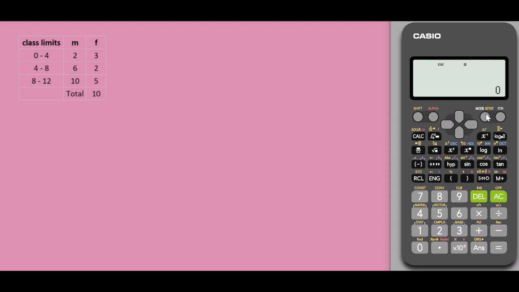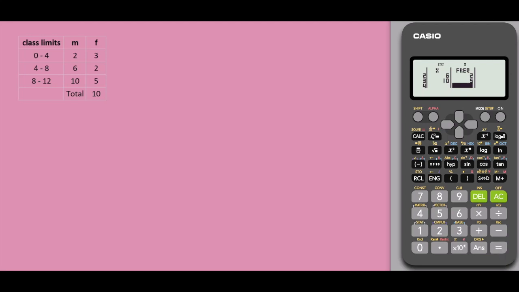Now I go to Mode and select 3 for statistics. Again, I'm selecting 1 for single variable. And now look, we could enter the value of x, which is actually your midpoint, and we could also enter the frequency. So I am entering 2 as my first midpoint, 6 and 10, and the frequency would be 3, 2 and 5.